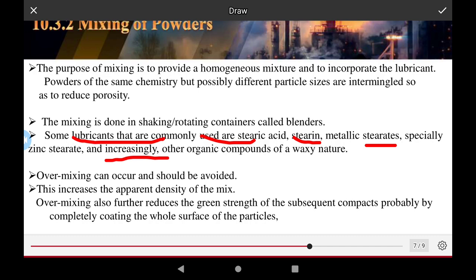Over-mixing increases the apparent density of the powder mixture and also further reduces the green strength of the subsequent compact, because of the completely coating of the metal particles. This is checking for all the proper chemical reactions and oxidization, and testing all the properties of the powder.